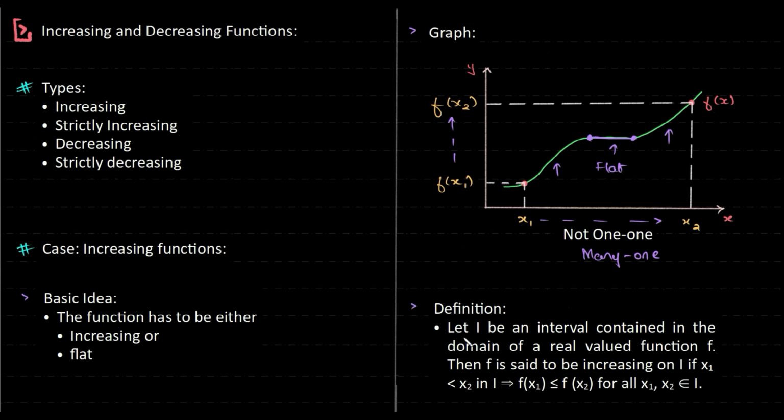As a definition, let I be an interval contained in the domain of the real valued function. So basically, it is made up of real inputs. Then the function is increasing in this interval if x1 is lesser than x2 in this interval, and f of x1 is lesser than or equal to f of x2. That's what it means, right? It's talking about the same thing.